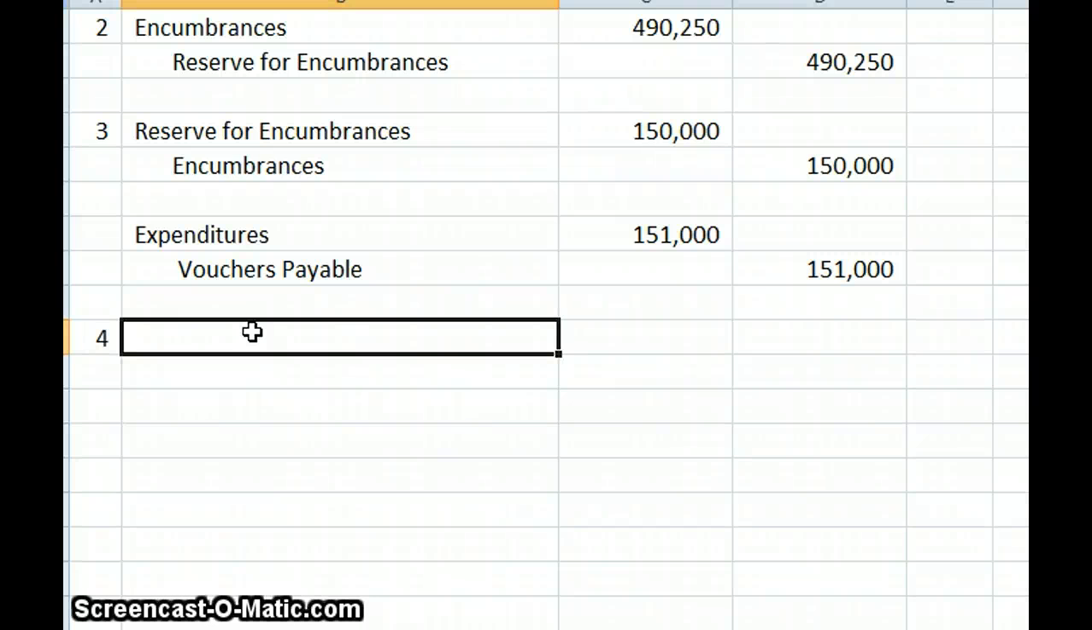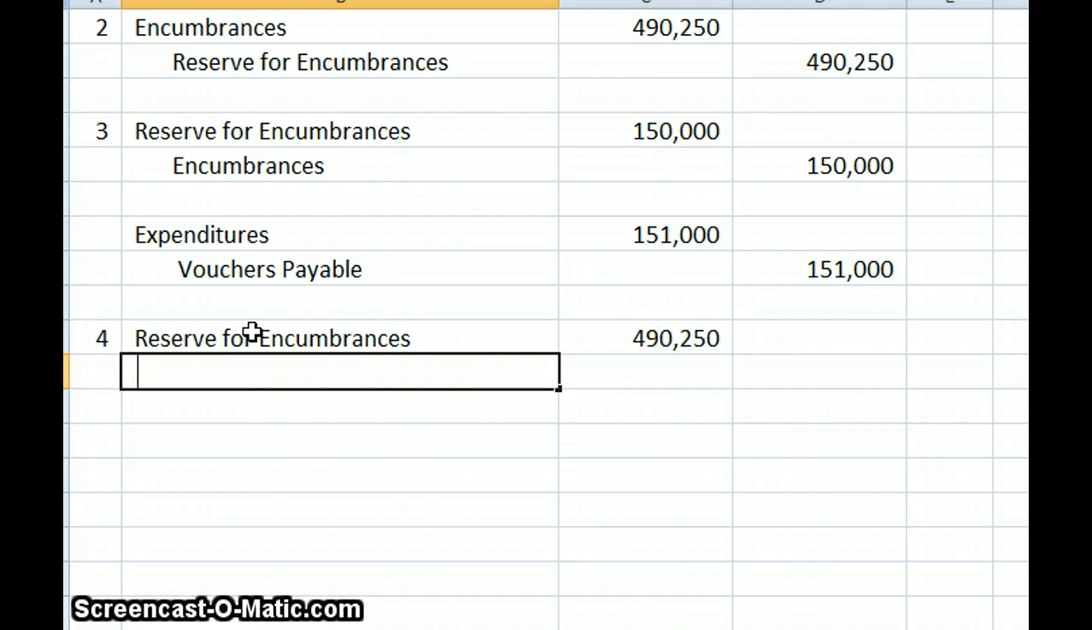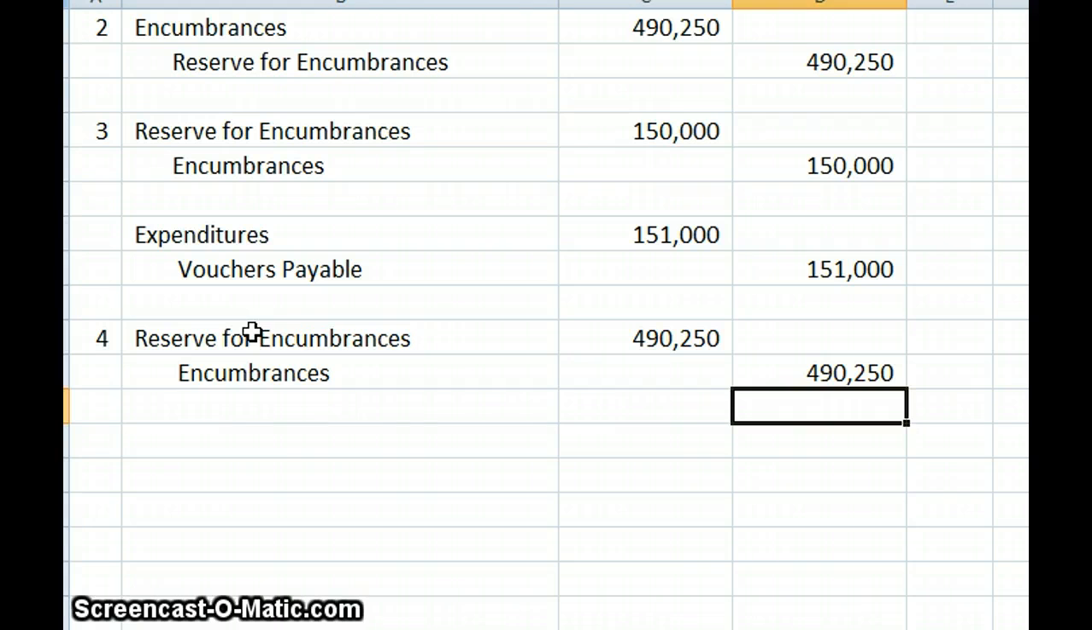Okay, Martinsville received the order, all the equipment that they had ordered. The actual cost was $490,250. So it was the actual cost that we encumbered. So we are going to reverse our encumbrance. So we're going to debit our reserve for encumbrances for our $490,250, and we are going to credit our encumbrances to remove that restriction on $490,250.